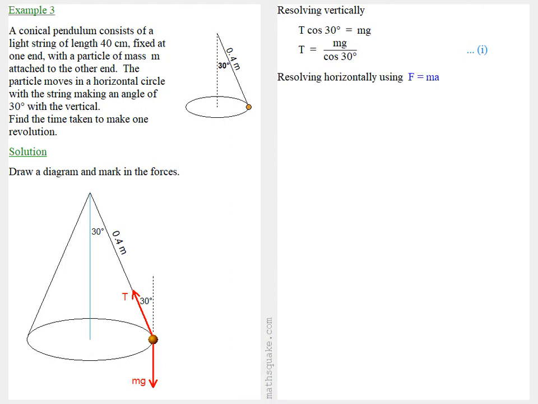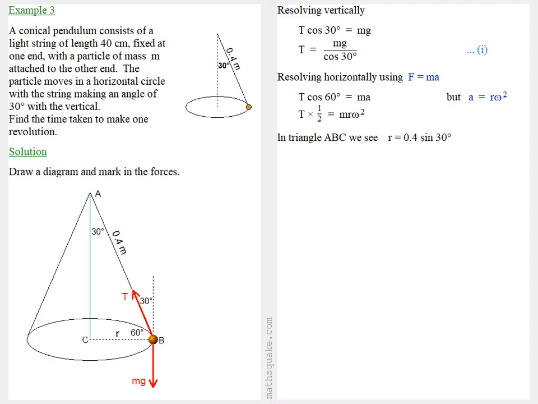If we resolve horizontally using F equals ma, then the horizontal component of T is T times the cosine of the angle between T and the horizontal. That's cosine of 60 degrees. So T cos 60 degrees is equal to ma. But we know that the cosine of 60 is a half, and a is equal to r omega squared. So T times a half is equal to m r omega squared.